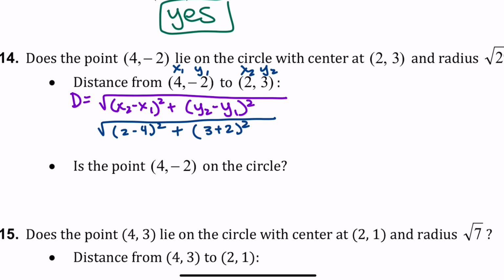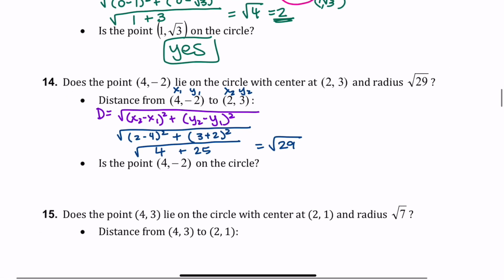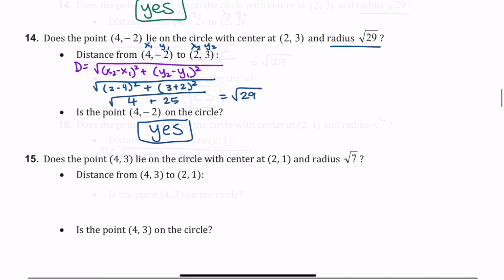2 minus 4 is a negative 2. Negative 2 squared is 4, plus 5 squared is 25. This gives us the square root of 29, which is what we're looking for, our radius. So yes, this will be on the circle.